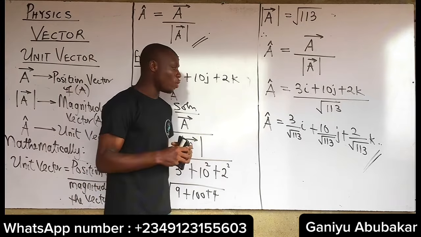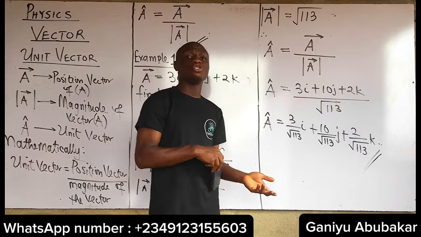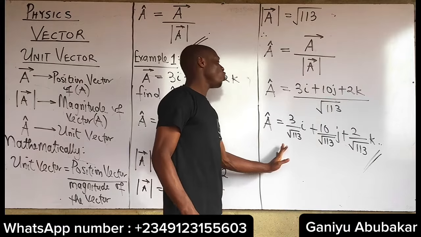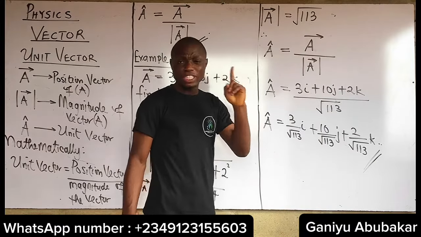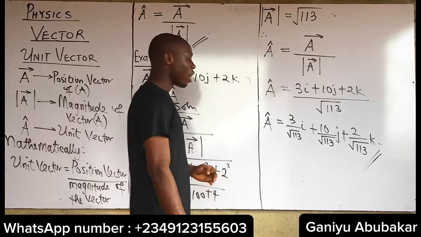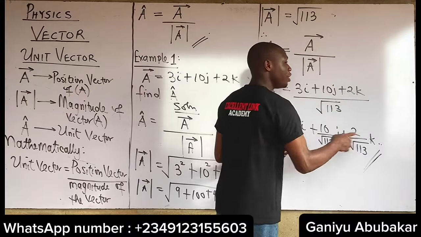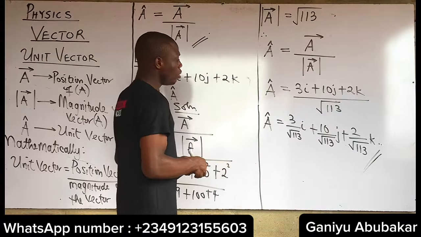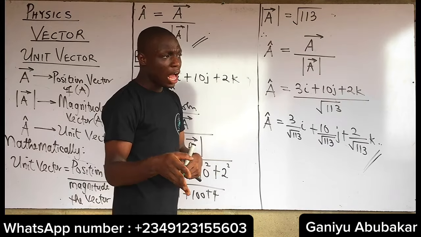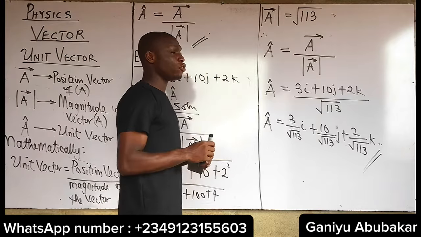When it comes to a unit vector, we said a unit vector is simply a vector whose magnitude or modulus is equal to 1. It means that if I take the modulus of this answer here, it must give me 1. So to prove that this is a unit vector, let me show you the proof. If I take the modulus of this unit vector, it must give me 1. And we said for a unit vector, the condition is that it must be 1. Let's now confirm if it's 1.